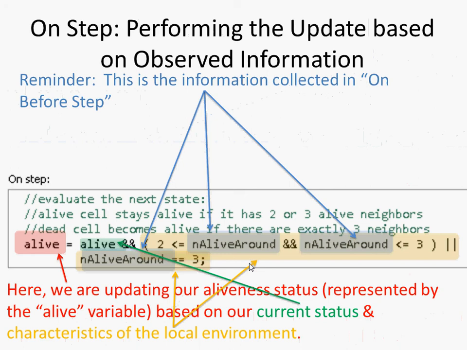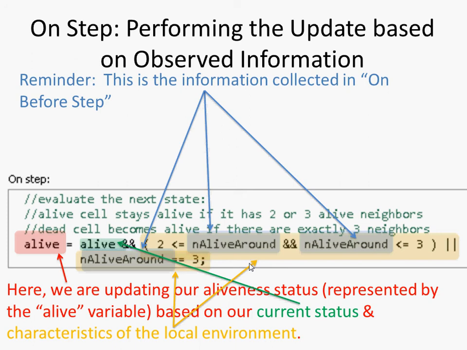So given that we have that, now we're going to determine what our liveness is going to be in this next step, okay? We can do this with abandon, because we don't have to worry that anyone else is going to be only counting up whether or not we're alive now. Everyone before this step has done their computation, what they need to know to determine whether they're going to be alive or dead. And now we're going to actually do it. Every cell around me has already computed their N alive around as well, right?